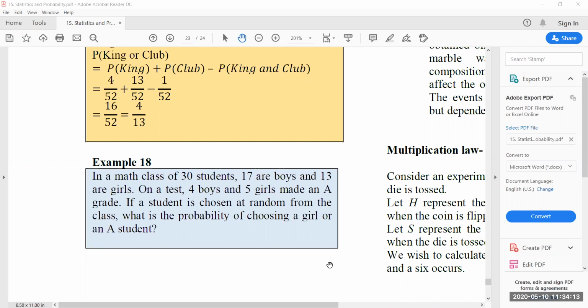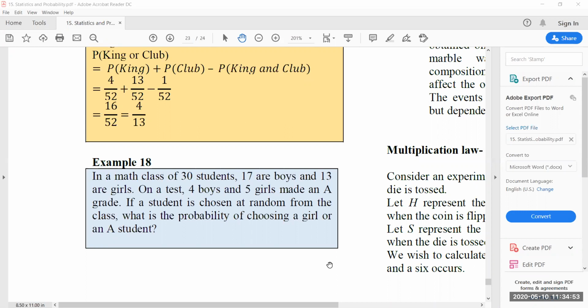Now the question tells us here that on a test, 4 boys and 5 girls made an A grade. So what is the probability of students making an A grade? It's 5 out of 30 for girls plus 4 out of 30 for boys, right? So what's the total probability of students making a grade A? 9 out of 30, right? So the probability of girls is 13 out of 30, and the probability of getting an A grade is 9 out of 30. Now, what is the probability of a girl getting an A grade? It's 5 out of 30.